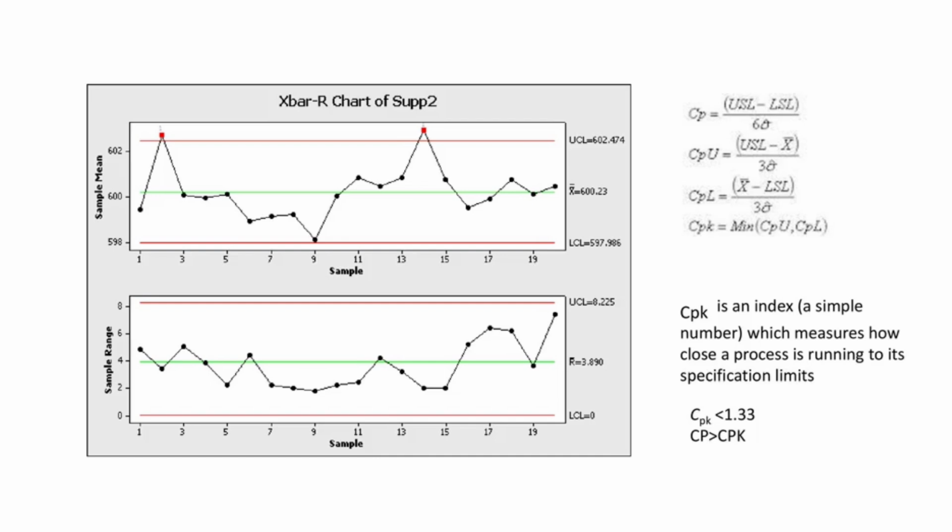This is an X bar R chart graph. You can see USL, average, LSL, USL, R bar, LSL. This equation is there. Cp means USL minus LSL by 6 sigma. CPU means USL minus X bar by 3 sigma. CPL is X average minus LSL by 3 sigma. Cpk is the minimum of CPU and CPL.